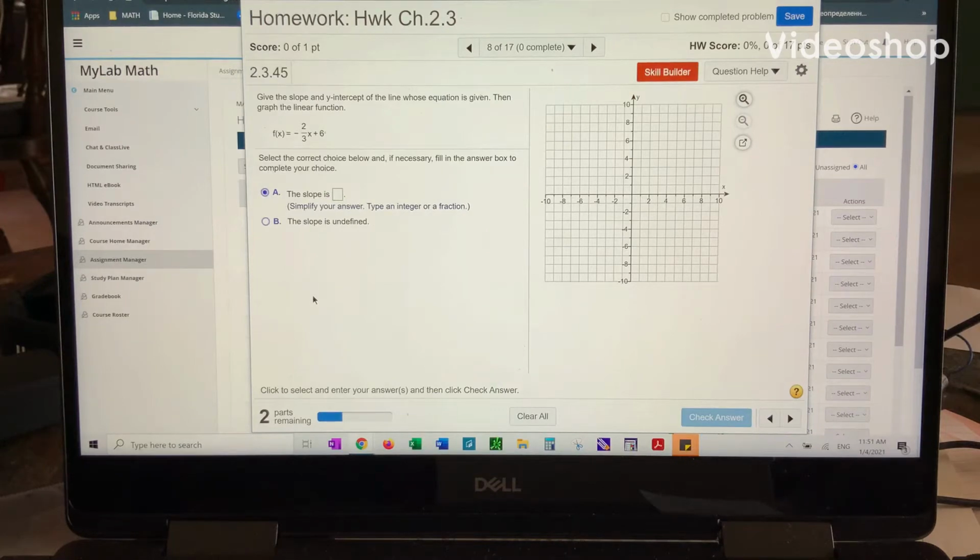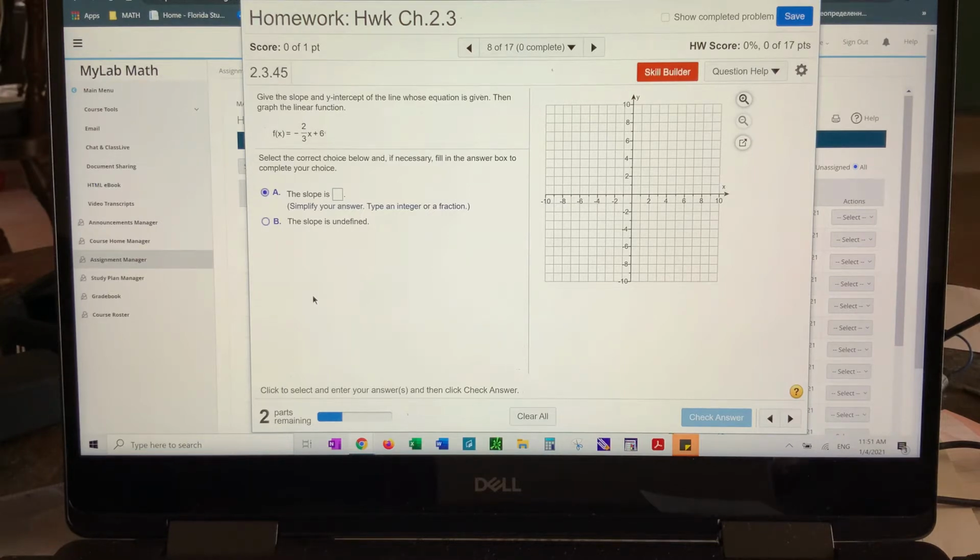In this video, I'm going to show you how to build the graph on MyMathLab. We will start with a linear equation, and then in the next video I will do a quadratic equation. So we have negative 2/3 of x plus 6, and we are going to build it using the slope and intercept method.